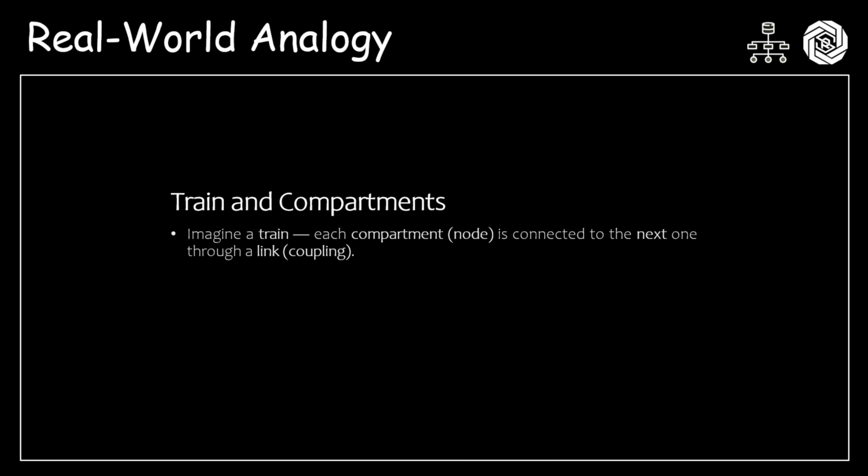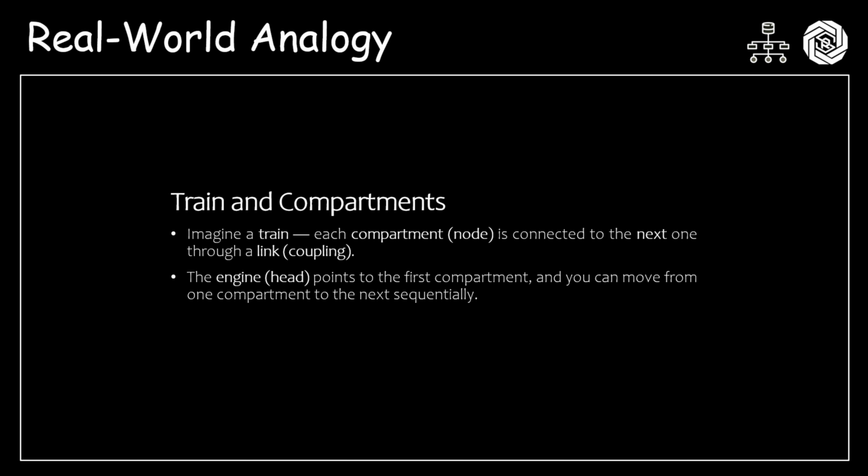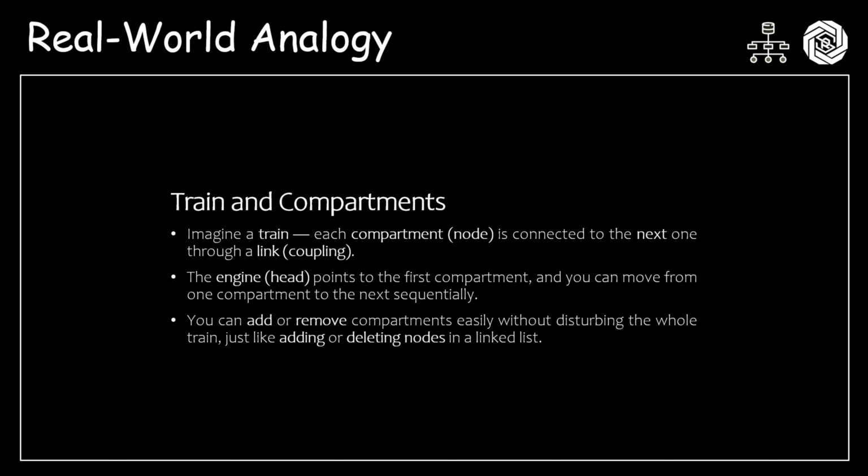To better understand this, let's use a real-world example, a train and its compartments. Imagine a train. Each compartment is like a node, and the couplings between compartments are like links or pointers. The engine is the head, it points to the first compartment. You can move from one compartment to the next in sequence, just like traversing a linked list. The key feature here is flexibility. You can easily add or remove compartments from the middle of the train without having to move the entire train or rearrange all the other compartments, just like adding or deleting nodes in a linked list.